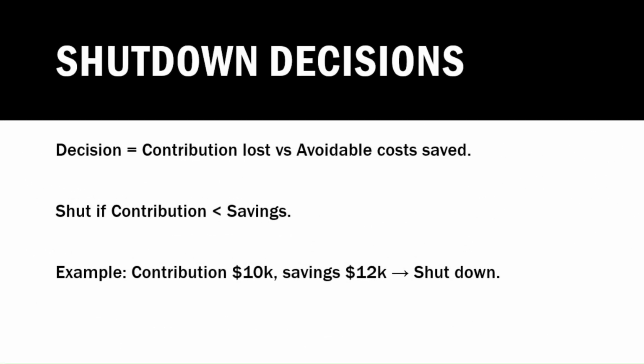Shutdown decisions. Shutdown decisions compare contribution lost versus avoidable costs saved. Rule: shut down if avoidable costs saved are greater than contribution lost. Example: contribution is $10,000, savings are $12,000, therefore, shut down. Remember, apportioned fixed costs that cannot be avoided are irrelevant.